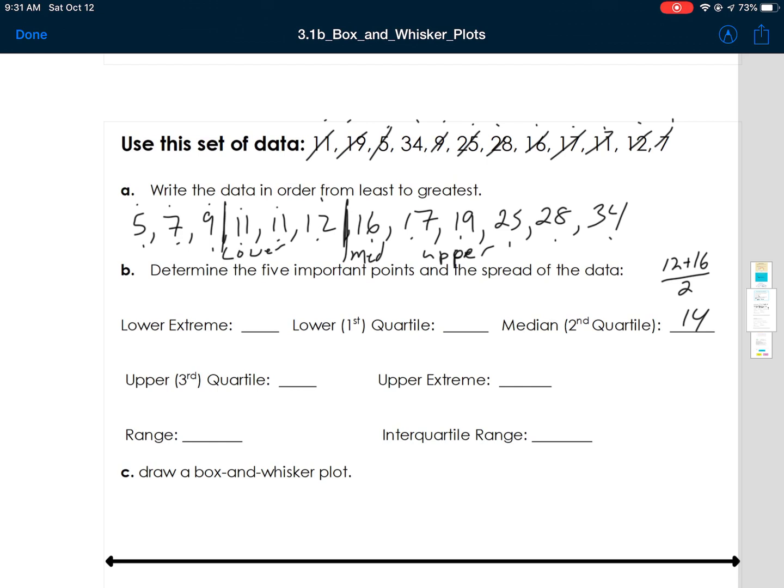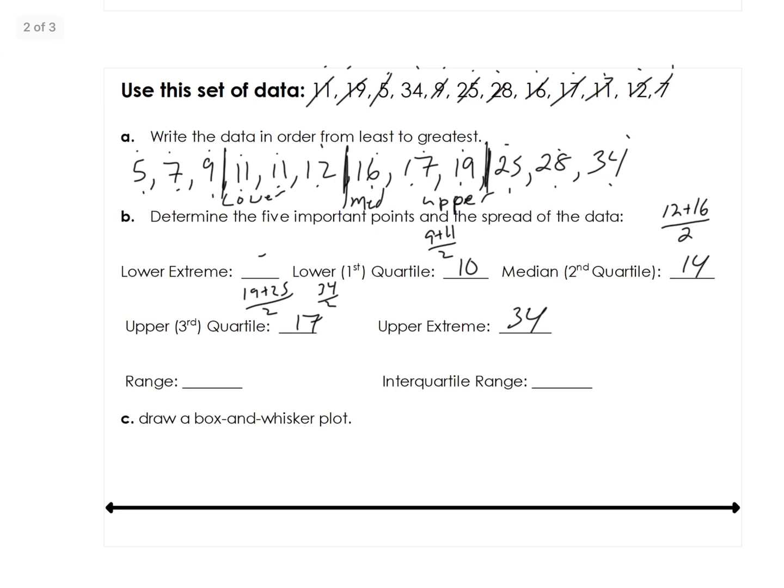So my quartile 1 is going to be the average of 9 plus 11 divided by 2, or 10. 1, 2, 3, 4, 5, 6 numbers out in front. There's my upper median. So quartile 3 is going to be the average of 19 plus 25 divided by 2. So 44 over 2, so 22. I got my upper number here of 34. Got my lower number here of 5. Okay, now the range is the biggest minus the smallest.